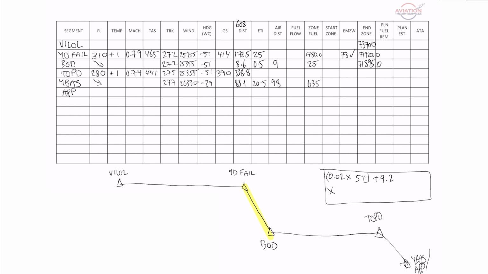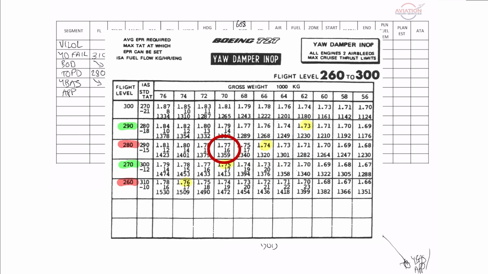Multiply that by our distance of 338.8, divided by 2, and take it off our start zone weight. That'll give you an estimated mid-zone weight of 70 tonne. Go to the 727 manual on page 5-25. Go 70 tonne flight level 280, we'll get a fuel flow there.